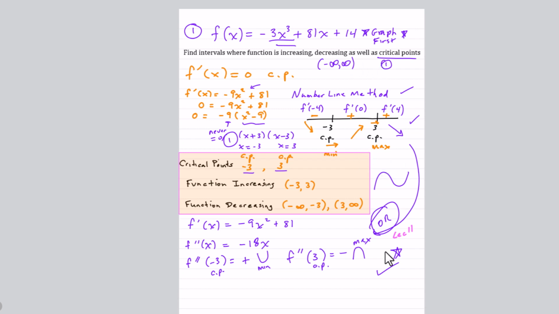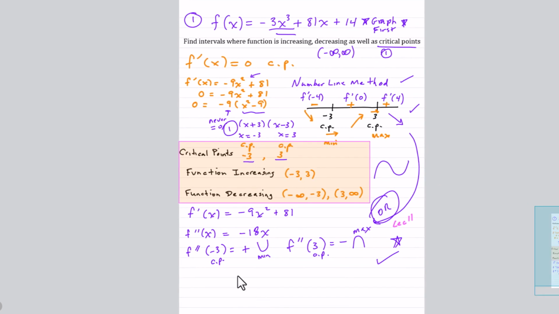So if a function is increasing and then it hits 0 and then it decreases, I can see that there would be a critical point there. And then of course decreasing hits 0. And what I'm saying hitting 0 is the derivative, right? So that's what you're looking at.